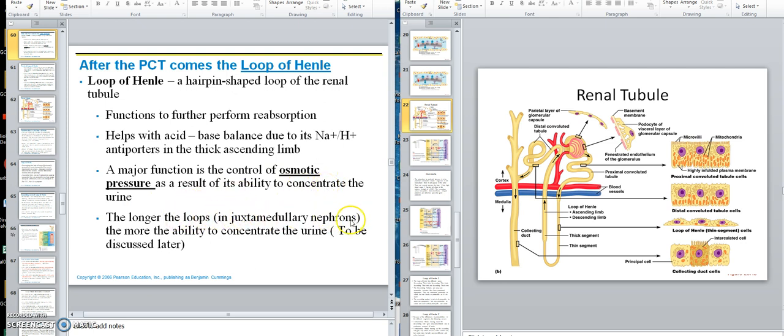So the longer the loops, the more ability. Now, this sodium-hydrogen antiporter is big in holding on to sodium and getting rid of H+. That means you would invoke this a lot if you were acidic, because you would try to get rid of as much H+ as possible, which is acid, proton donor. All right, let's go a little further here.